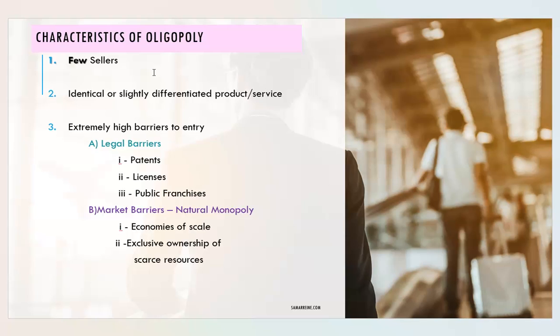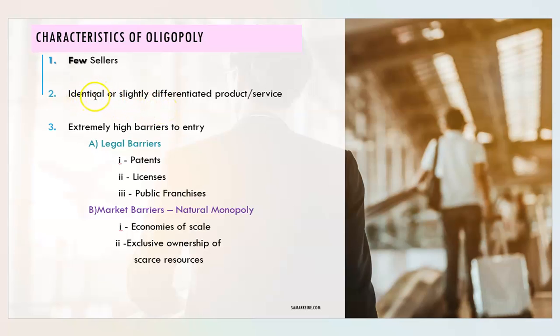It's only few sellers. Instead of one seller, it's few, but not many, because if it becomes many, then it becomes monopolistic competition, meaning a monopoly can go from one company in the market to 3, and now it's an oligopoly. Then it goes from 3 to 7 or 8, and now it's monopolistic competition. So it does depend on how many sellers there are. Now, oligopoly is kind of interesting because it's the only one that can have a homogeneous or a heterogeneous product.